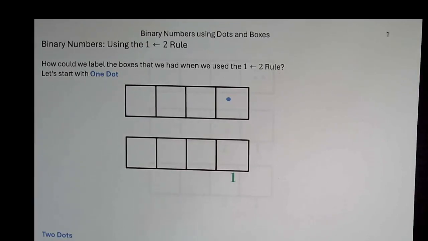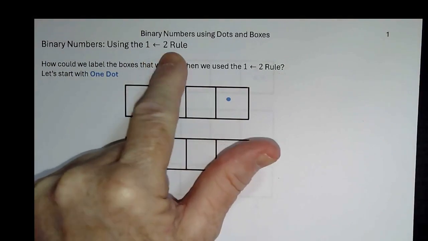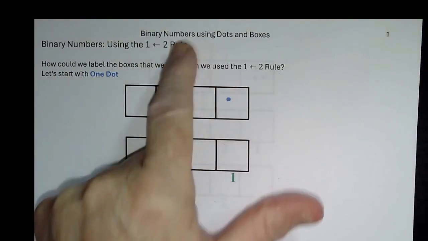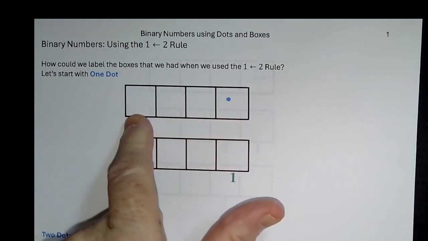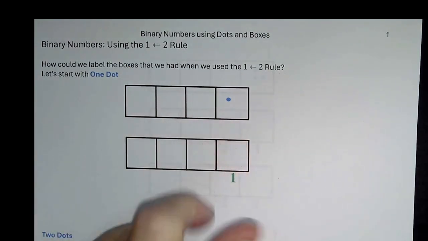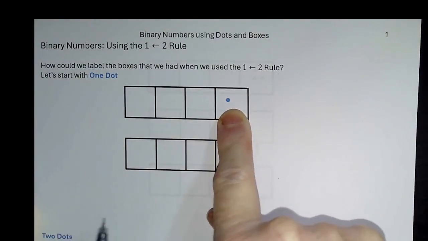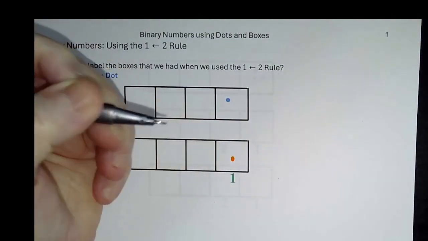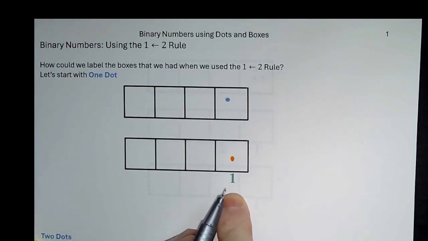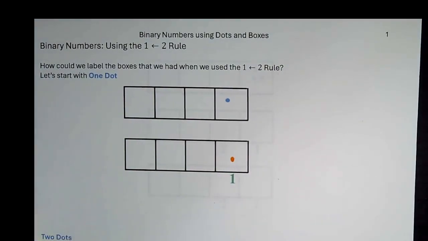Let's see what happens when we look at the 1 to 2 rule, or the 2 to 1 rule, and we try to label the boxes that we had. So we know that when we had just one dot, we couldn't do anything with it, nothing could explode. So let's label one dot 1, which means that the first box on the right is a 1.